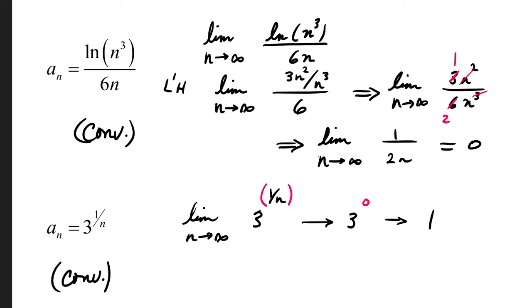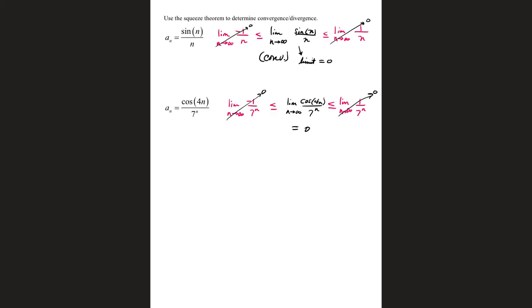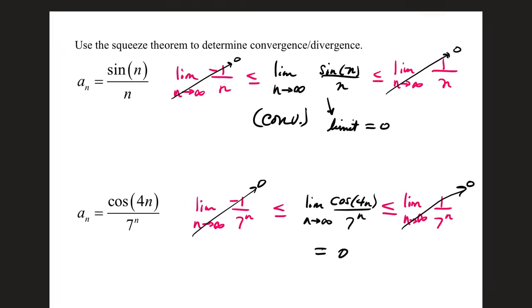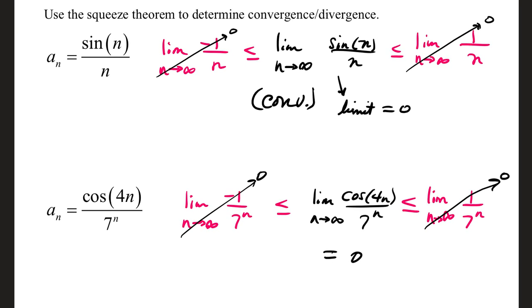The example at the bottom, as we let n get really large, 1 over n is going to approach 0. 3 to the 0 power is 1, also a convergent sequence. Use the squeeze theorem, and we're going to use it on both of these examples to determine convergence or divergence.